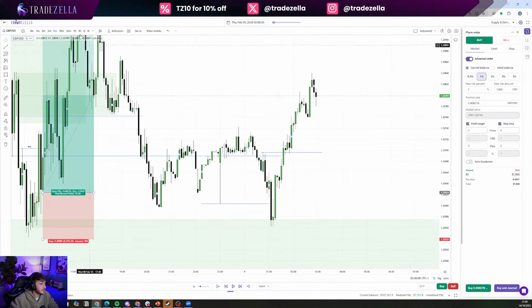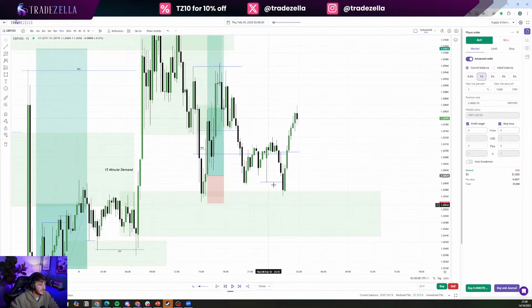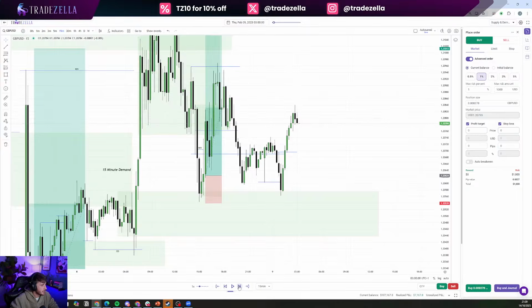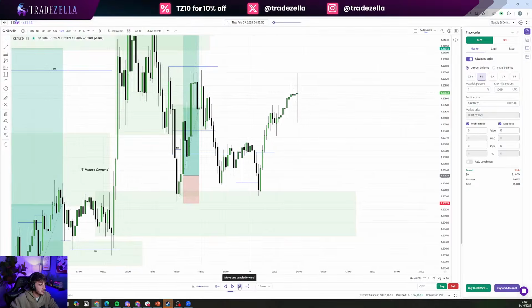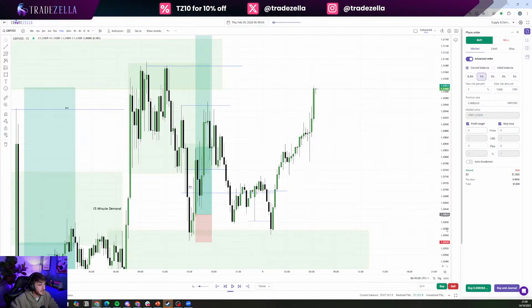Okay, I missed an entry here. No worries. Right, we end up retesting this zone. We have this inducement here, right? But it ends up just kind of going up without us here. So what happened here? Look at this, guys.